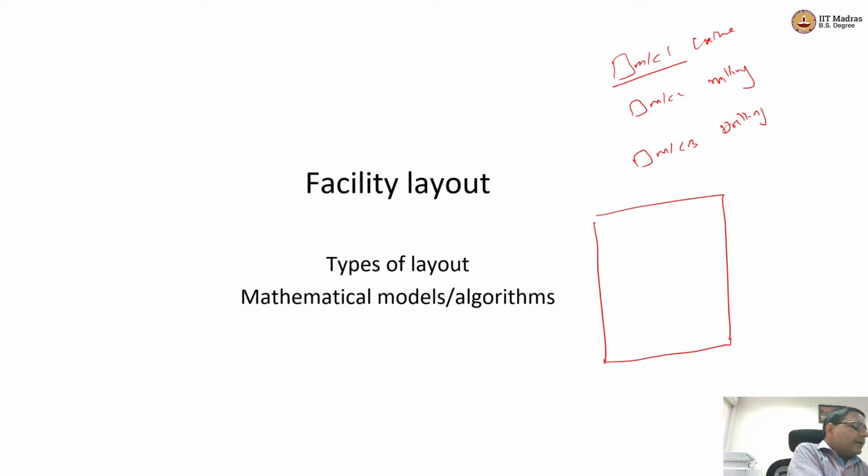So I may locate machine 1 here, machine 2 here, machine 3 here, machine 4 here, or am I going to arrange it in a particular sequence and say that it's actually going to be machine 1, machine 2, machine 3, machine 4, and so on. So what is the layout, right?